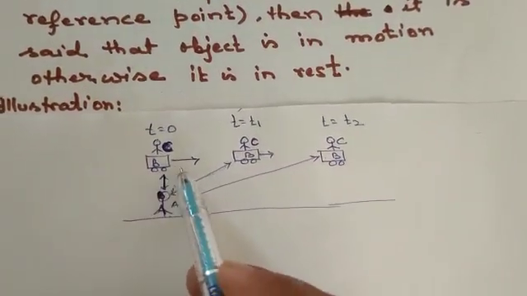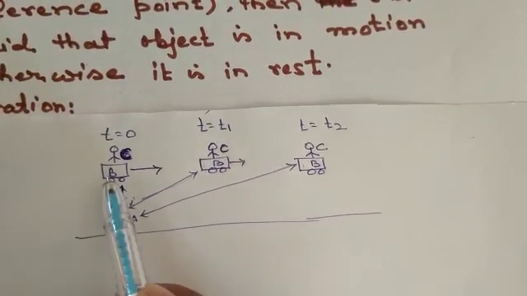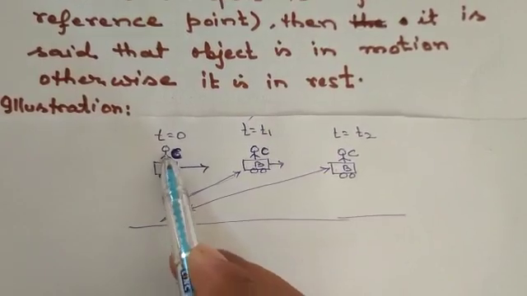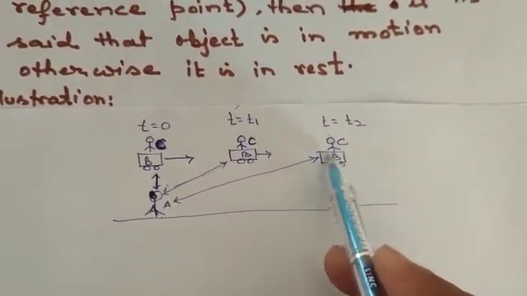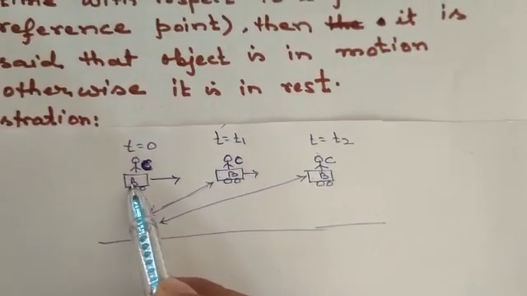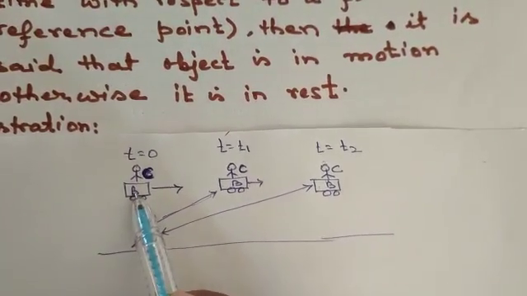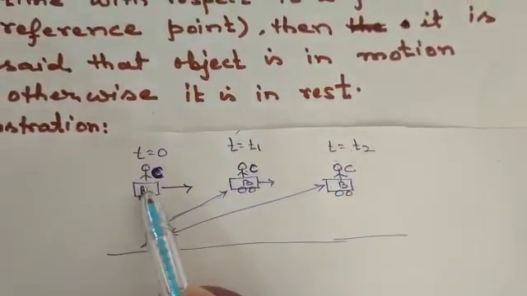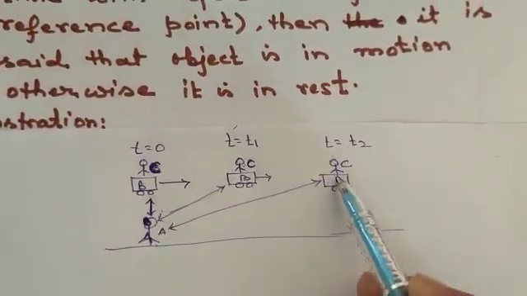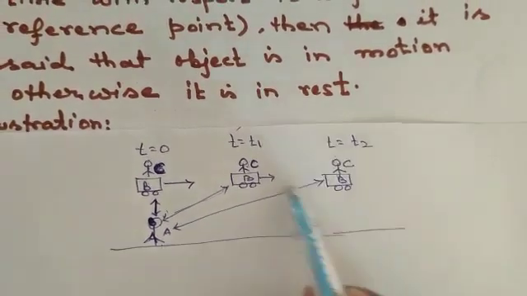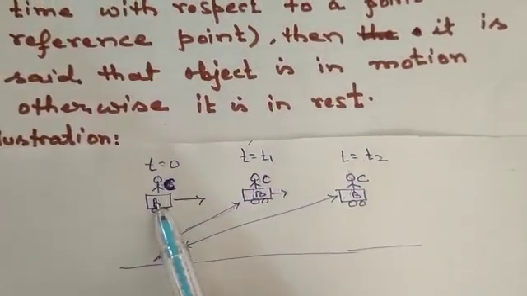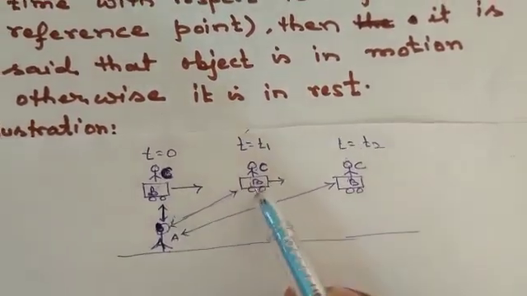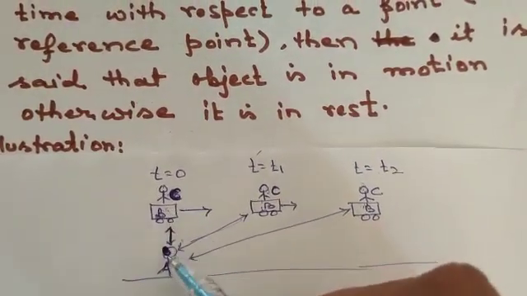Now, what if B is our reference point? With respect to B, in each case, the position between B and C is the same. It's not changing. So with respect to B frame or B reference point, C is at rest while time is passing. The position between B and C at each moment is the same.